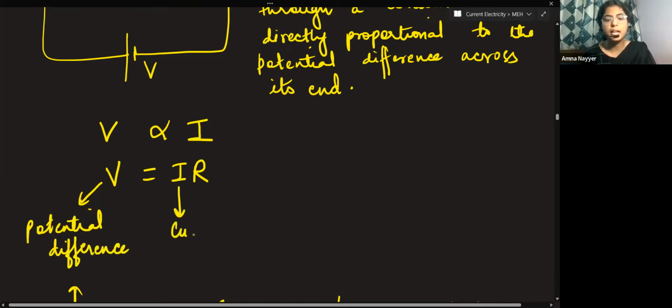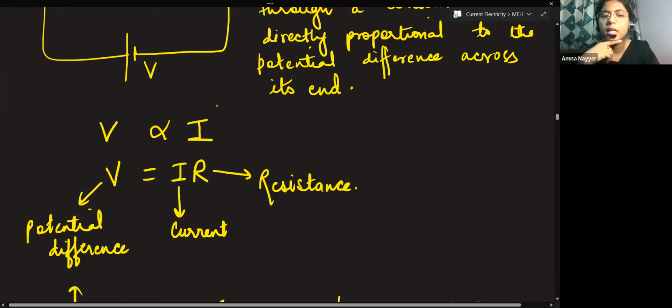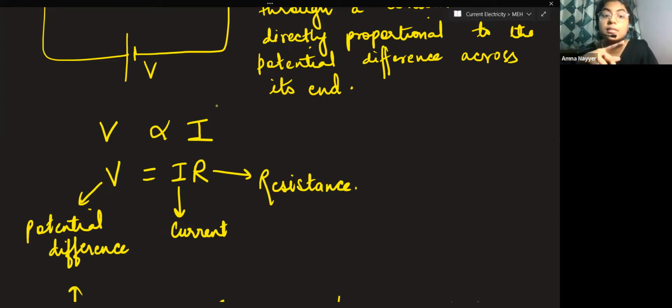I is the current, R is the resistance, and this is your Ohm's law. Now, as you can see, V is directly proportional to R. V is directly proportional to I. This forms a linear equation with the power 1.